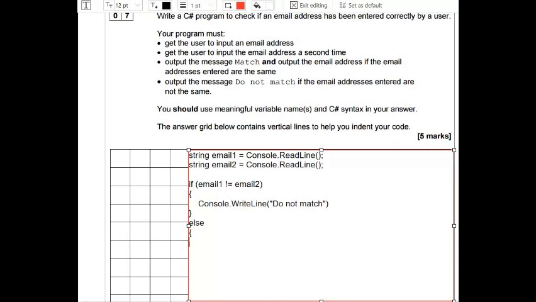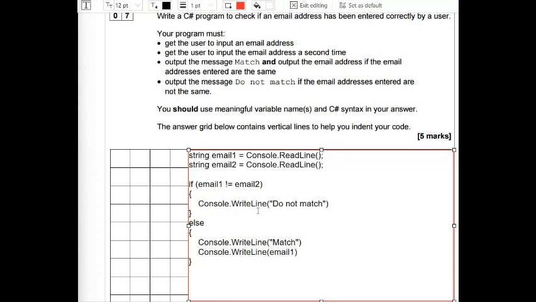Otherwise, it's going to say console.writeLine we have a match. And I don't mean a football match. So, and then we're going to have console.writeLine email1. And that's our code. That is our fully correct working code in C# worth 5 marks. So there's nothing more you need to say in that.